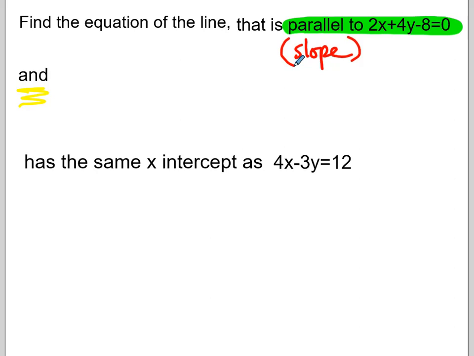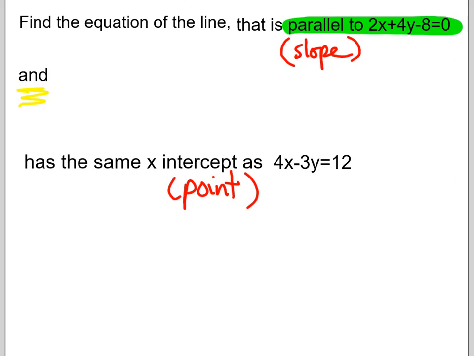Okay, down here, has the same x-intercept as this line. Well, this is point information. Okay, so we need a slope and we need any point. So there they are, they're just hidden. So now you have to use all of your skills to find those two pieces. Okay, so if you want to pause it and give that a whirl, you can give it a try.